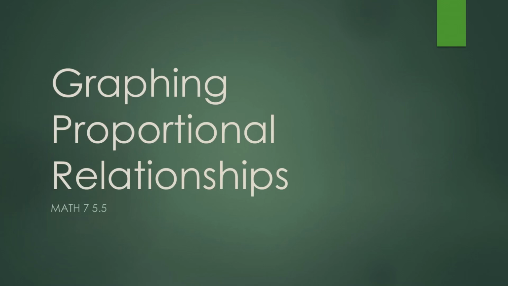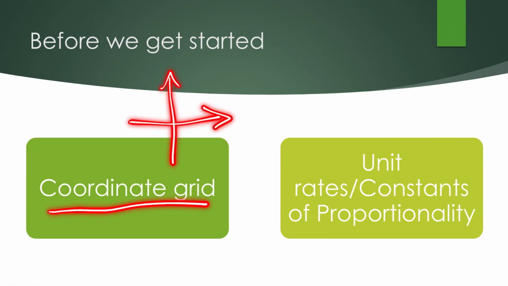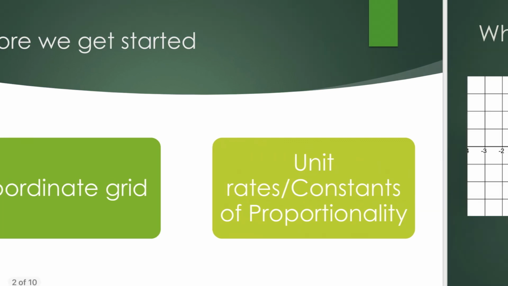This video is going to go over graphing proportions, getting that data into the graph and then taking that data out of the graph. Before we get started, you need to know what a coordinate grid is, so like this thing with the x and the y, and you need to know what a unit rate is or a constant of proportionality is.